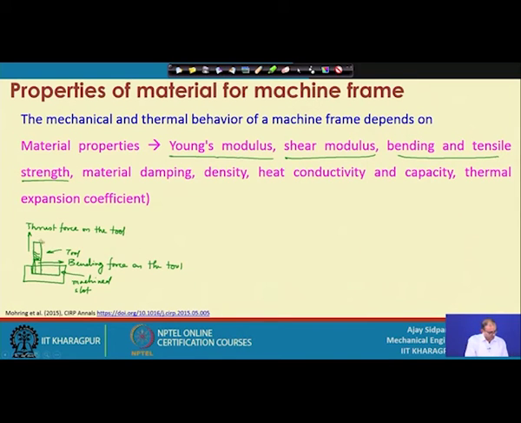When your assembly is completely fixed, that means it is more stiff, then whatever the thrust force or bending force is, it will be propagated inside the structure. And so, your material selection should be such that it has high bending and tensile strength. Material damping: when you cut the material, vibrations are there. These vibrations should not propagate inside the structure, because they should be damped within the permissible limit. Density is important because weight is also important. Lighter is much better, but it should also have enough strength, so that it does not deform itself.